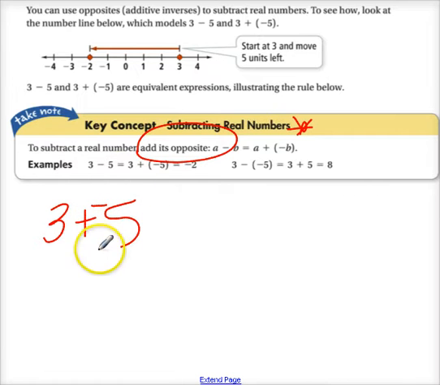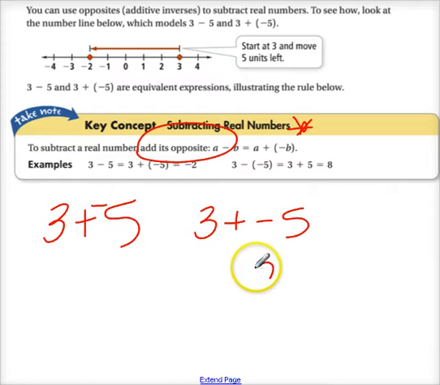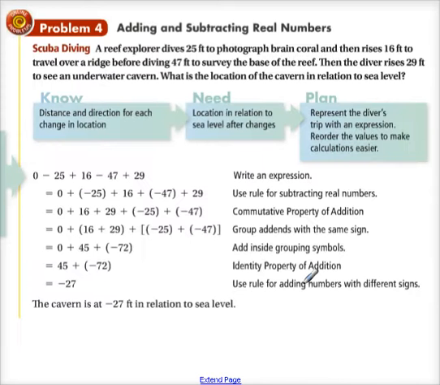The opposite of 5 is negative 5. So my new problem is 3 plus a negative 5. We know how to add integers now. They have different signs. I'm going to subtract 5 minus 3. I get 2. And it's negative because negative 5 has the greatest absolute value. So we are adding the opposite. Let's do a couple more examples of subtraction.